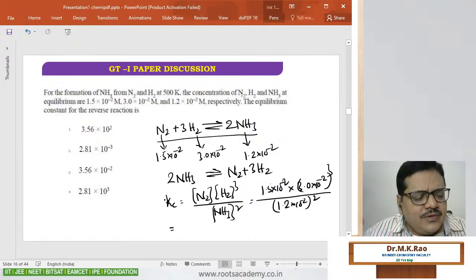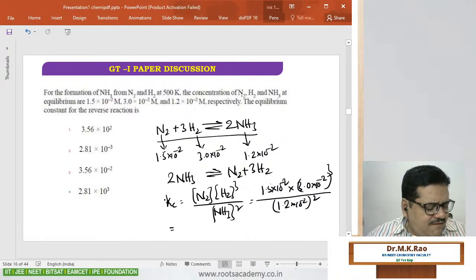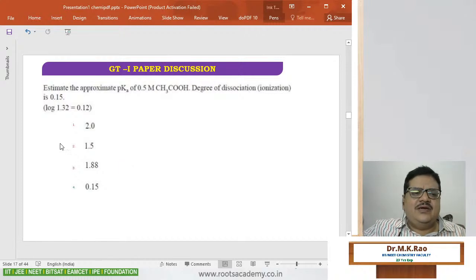Question number 132. After solving, you will get the second option. You try, because it is time consuming. This is a method. Estimate the approximate pKa. How to approach this kind of question? Estimate. First you write the equilibrium reaction.